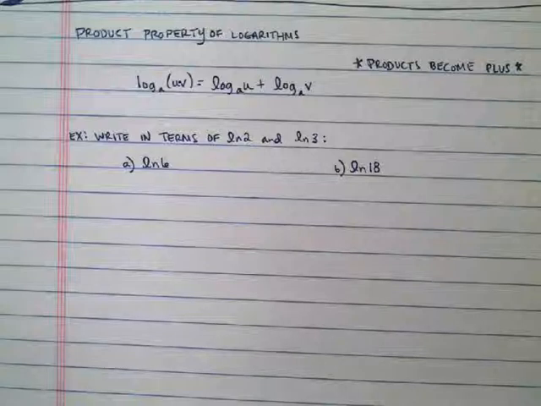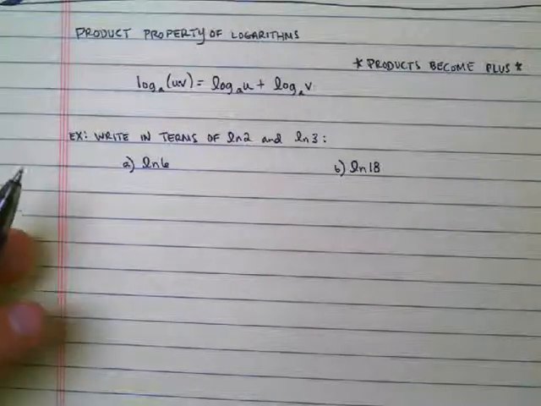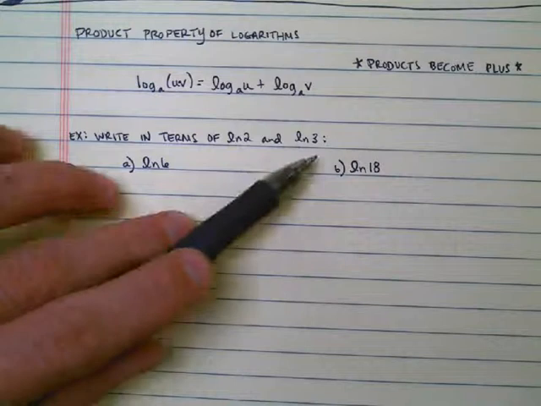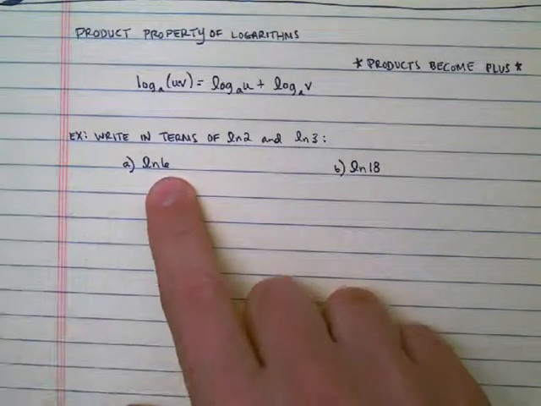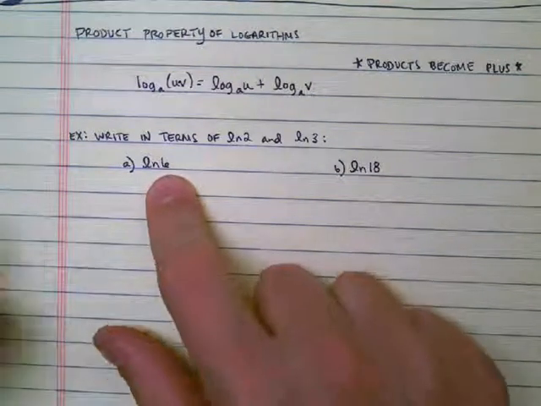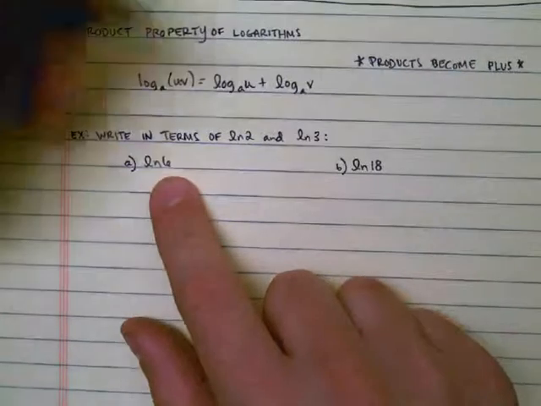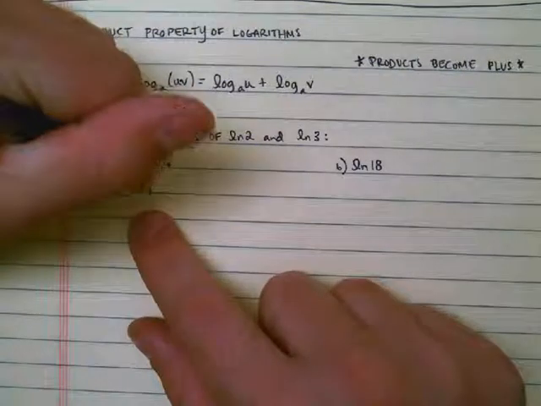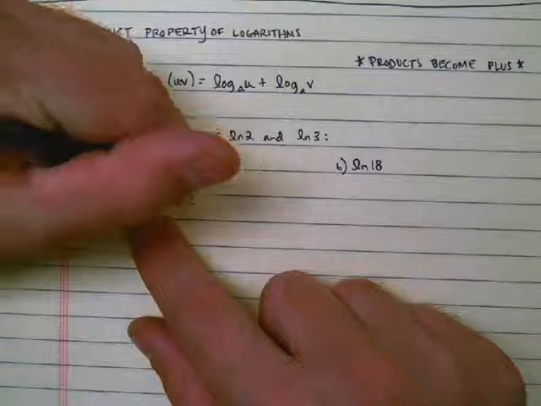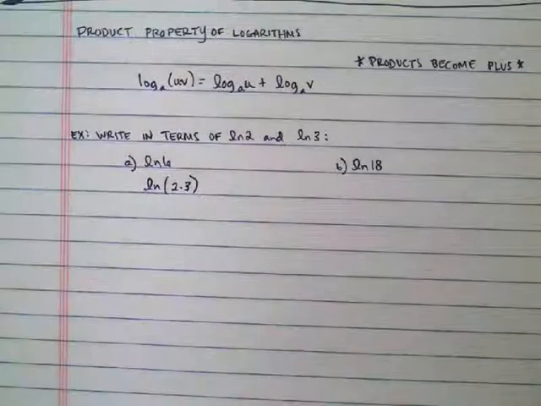A simple problem might be something like this. It says, write in terms of natural log of 2 and natural log of 3. And what they say is I've got the natural log of 6. So what I can do is I know this. I know that 6 is equal to 2 times 3. So I could rewrite this if I wanted to as the natural log of 2 times 3.